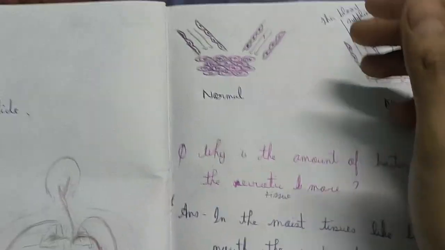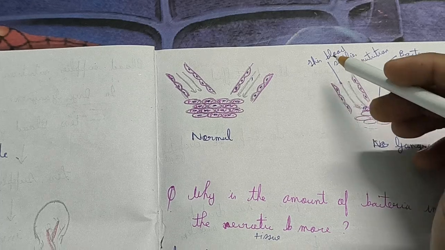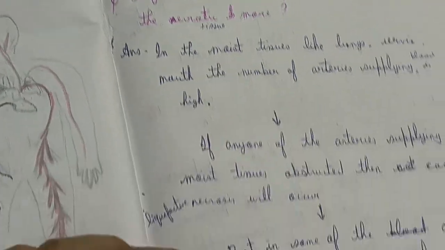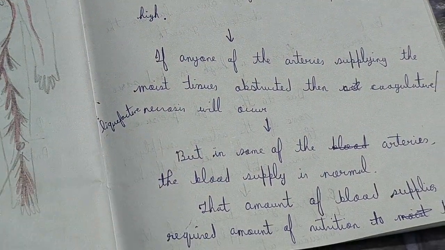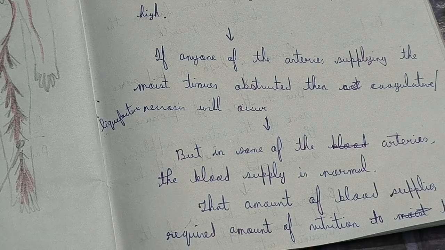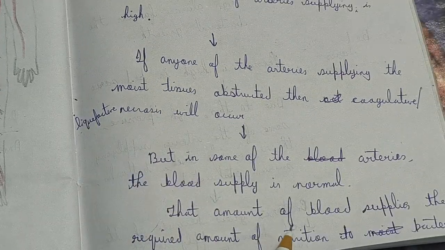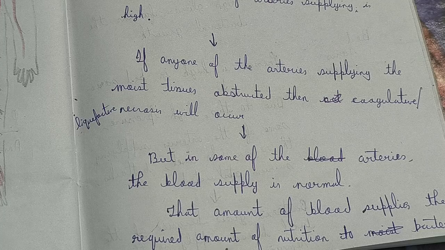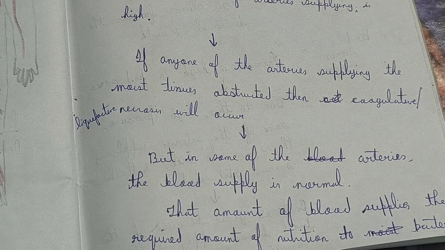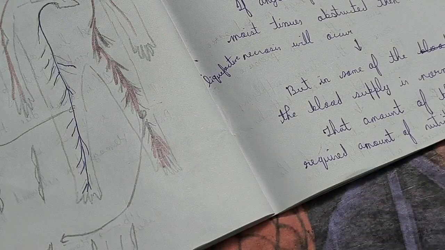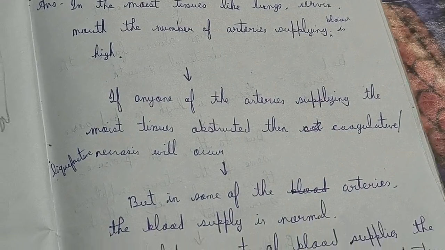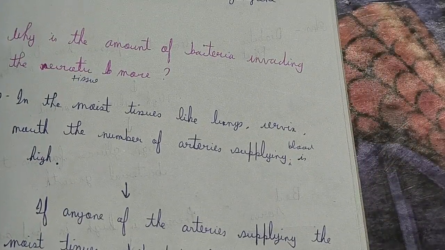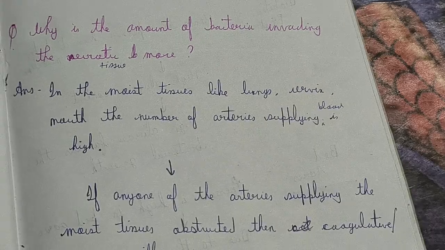As you can see here, I have mentioned that this blood supplies the nutrition, and due to that normal blood supply, the required amount of nutrition for the bacteria also is enhanced. So therefore in wet gangrene, the amount of bacteria invading necrotic tissue is more.